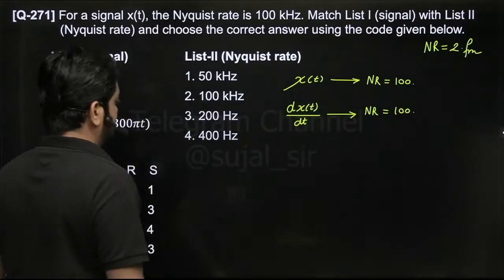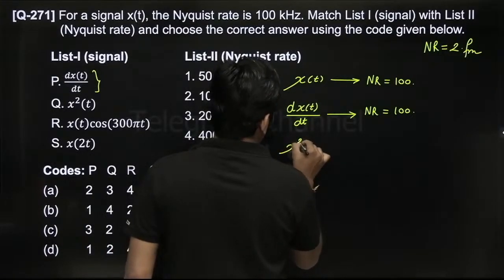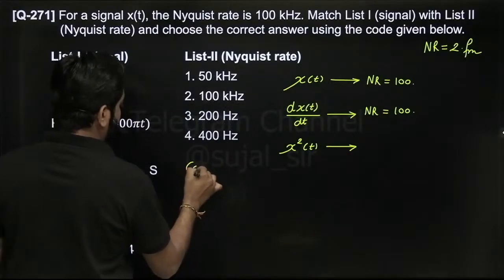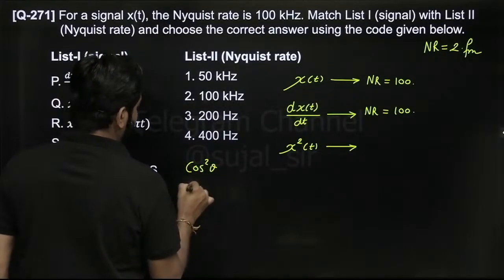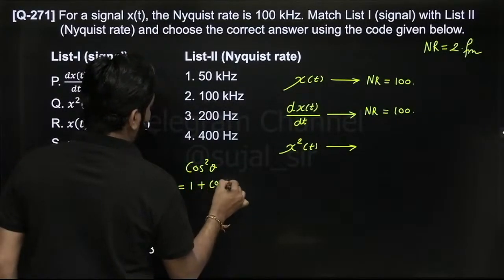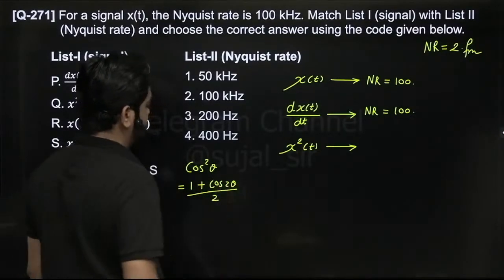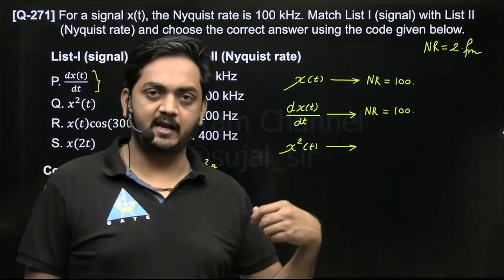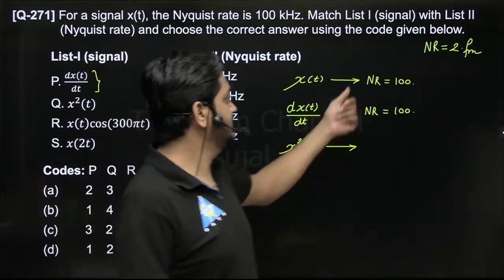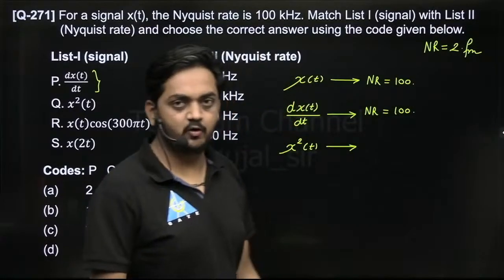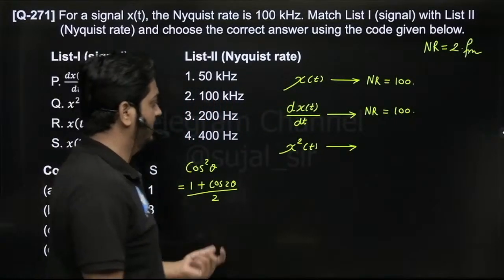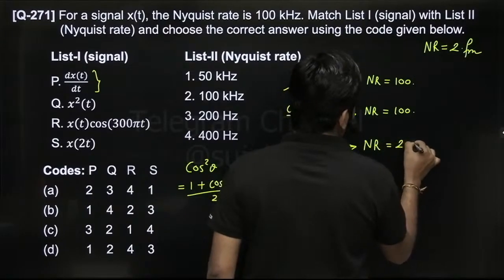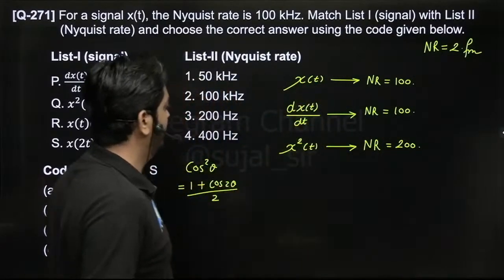Now the squaring operation. If we do the squaring operation, like cos square theta, which is equal to 1 plus cos 2 theta divided by 2, now you can see the frequency becomes double. So if the frequency doubles, then the Nyquist rate also doubles, because the Nyquist rate is directly proportional to frequency. So the squaring operation doubles the Nyquist rate. So here the Nyquist rate will be double, that is 200, double that of x of t, guys.